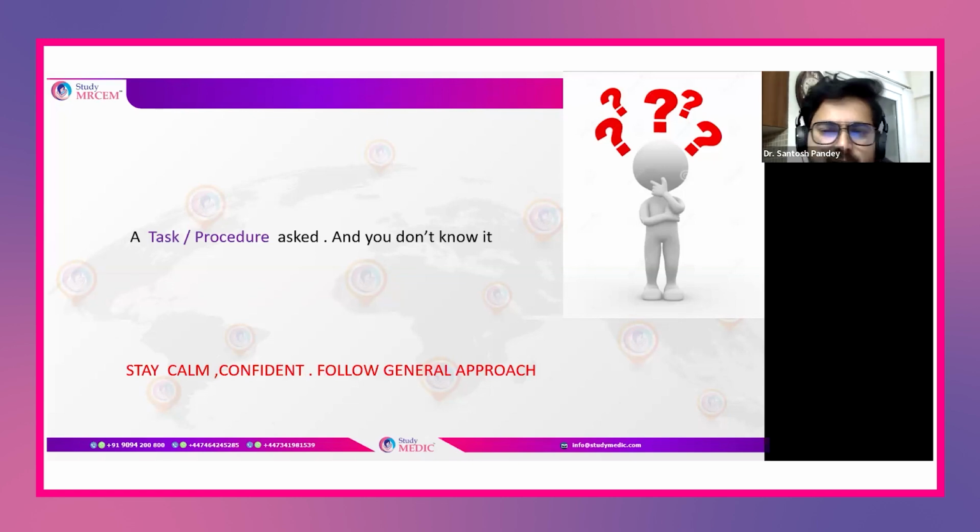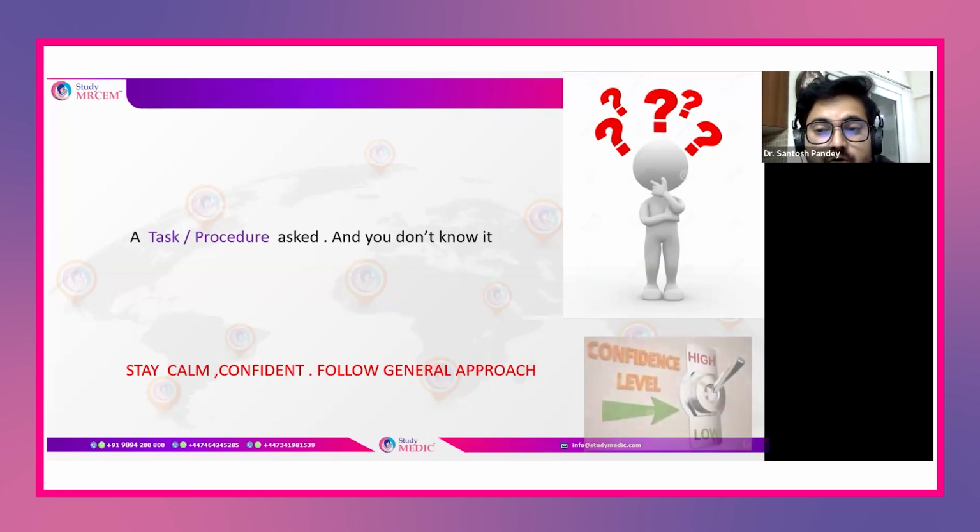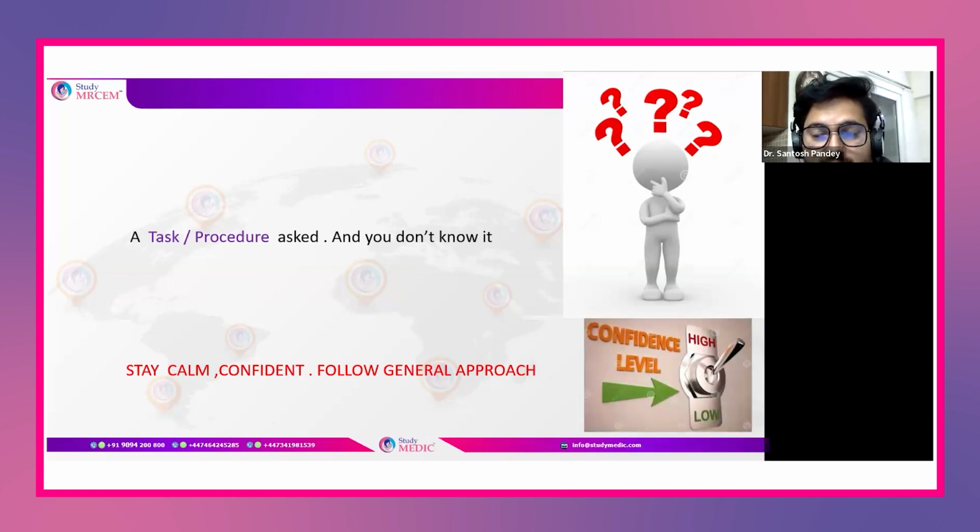In that case, when you get a bouncer station, stay calm, cool and confident, and follow the general approach which I have told you. This shows your confidence level. If you act with a good confidence level, even if the station is not known to you, the examiner thinks, okay, you can be a good candidate for clearing, and you are a good person for teaching, so you have good teaching skills. So it is very important to stay calm and show your confidence. Don't show that you don't know anything.